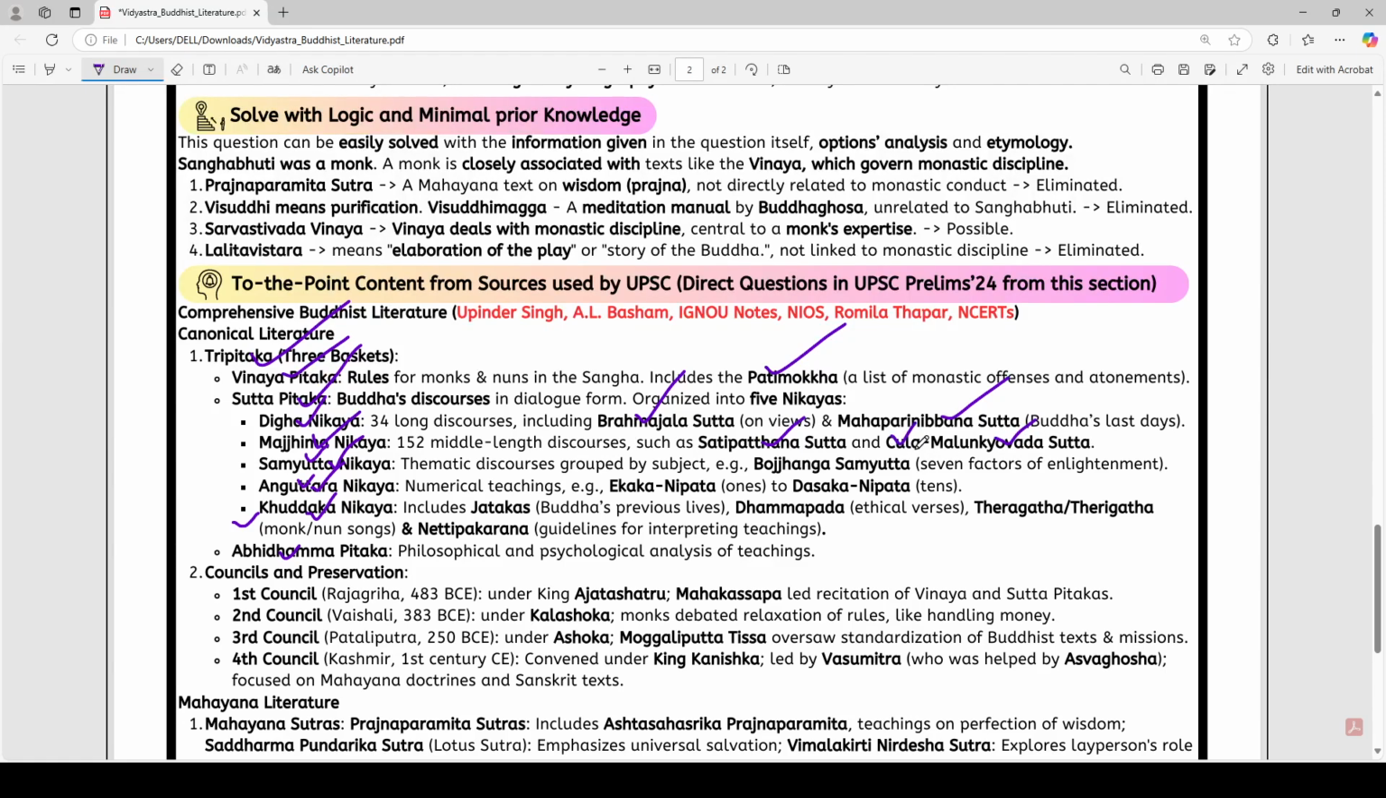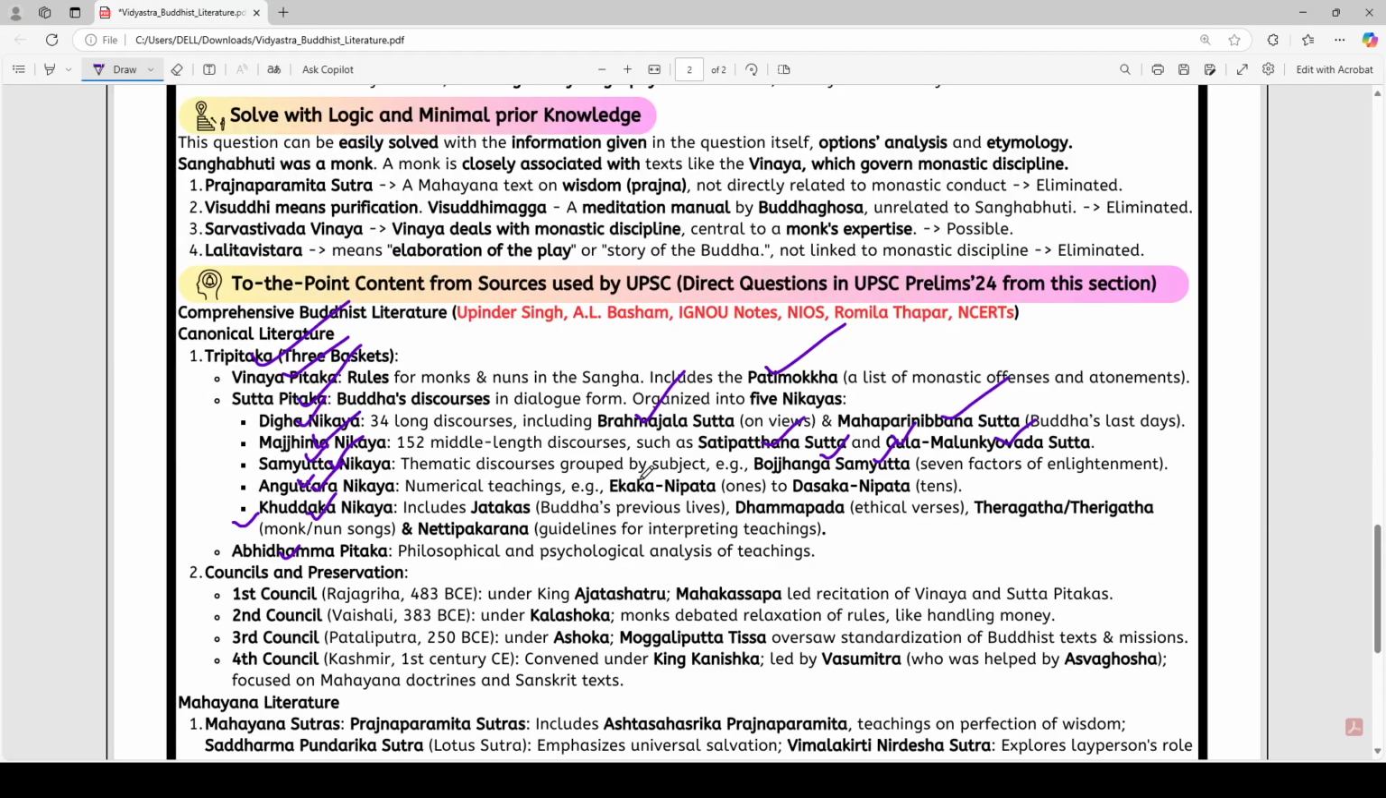Cula means short. Okay. Now Samyutta Nikaya, as I said, consists of thematic discourses, one of which is Bojjhanga Samyutta. Bojjhanga means the 7 ways to achieve enlightenment. I told you it is thematic, so all the ways have been included in one theme, that is enlightenment, how to achieve enlightenment. This is the Bojjhanga Samyutta. Next we talk about the Anguttara Nikaya. As I said, it is in chronology, a number system.